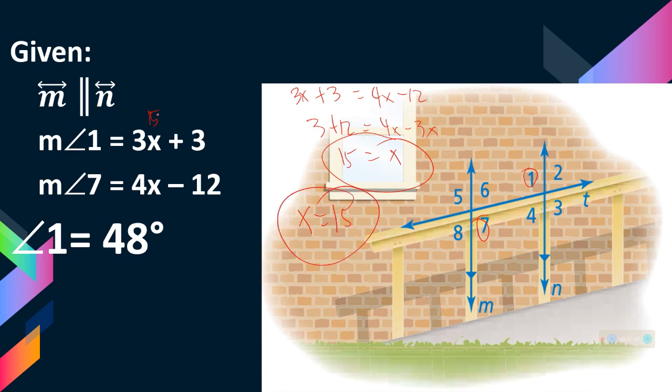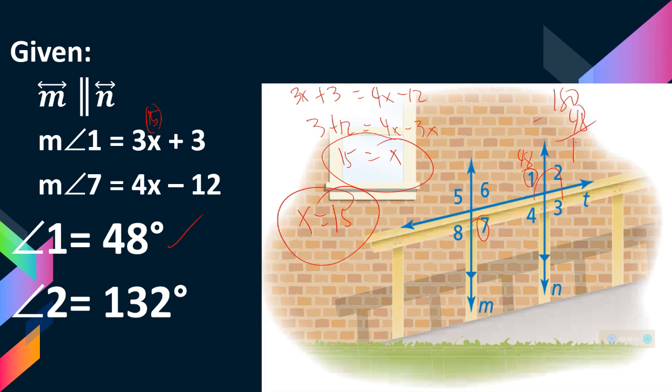If we substitute 15 in place of x, 3 times 15 is 45, plus 3. So the measure of angle 1 is equal to 48 degrees. How about the measure of angle 2? We have 132, which is correct. Since we have 48 degrees and they formed a linear pair, 180 minus 48 is equal to 132 degrees. How about the measure of angle 3? Angle 3 is equal to 48 degrees, so you may apply the corresponding angles. That is how simple it is to solve this.